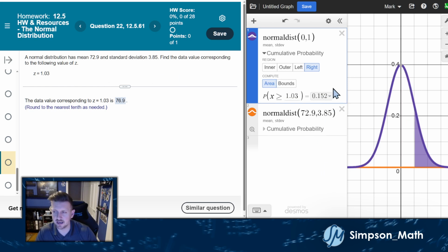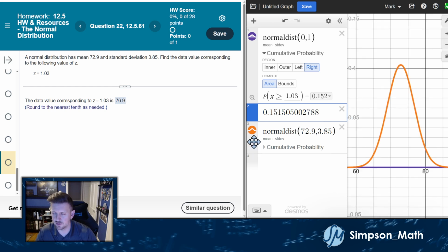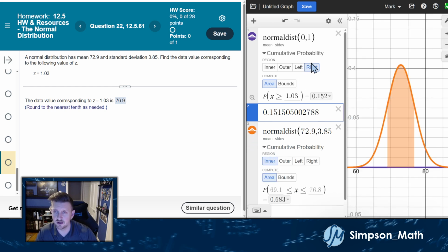And when I do, I get 15.2. Let me go ahead and export that so I can get a whole bunch more numbers. So I get all these values. So this is the area to the right of my z-score. I'm going to come over here to the normal curve in context. I'm going to do the same thing, almost the same thing.